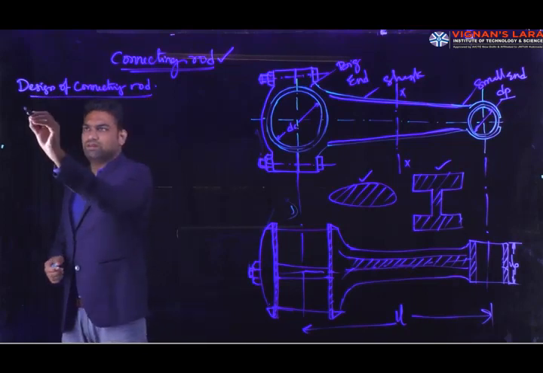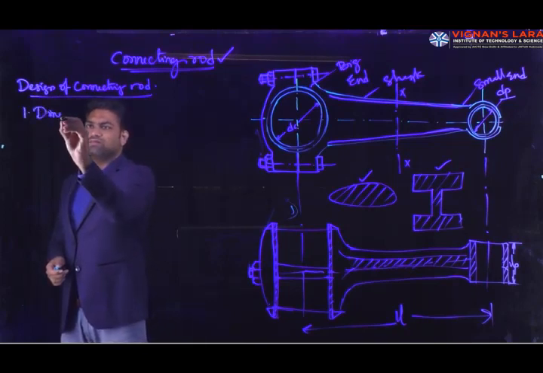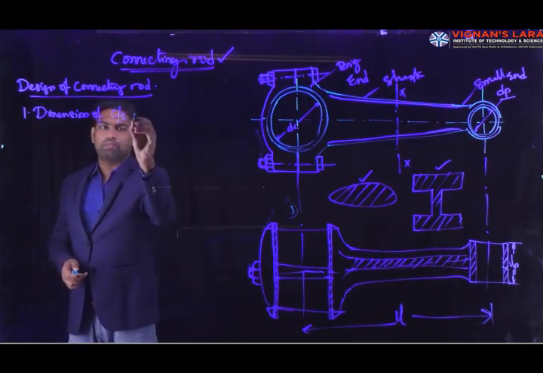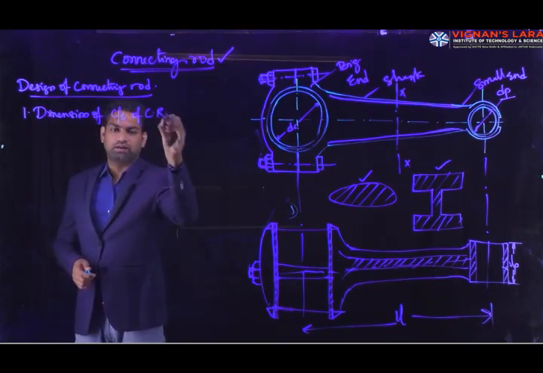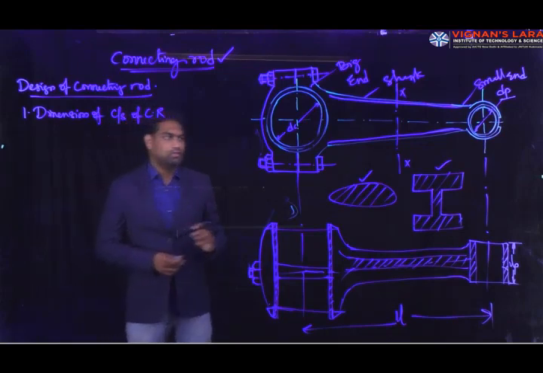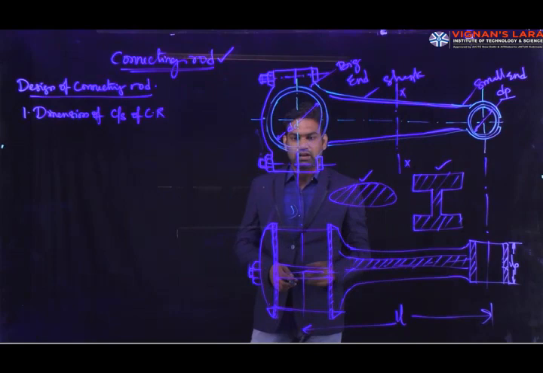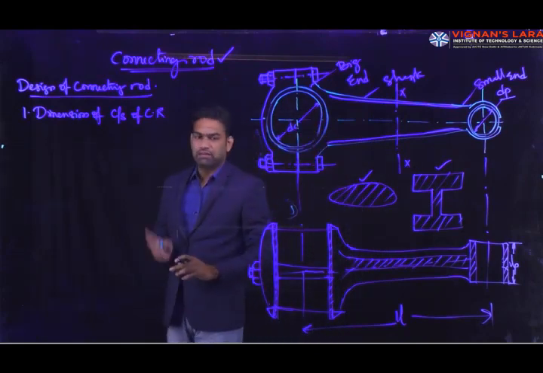So the first thing we need to calculate is the dimensions of the cross section of the connecting rod. Here we need to find out the cross section details, whether it is circular or an I section. You need to calculate the dimensions.